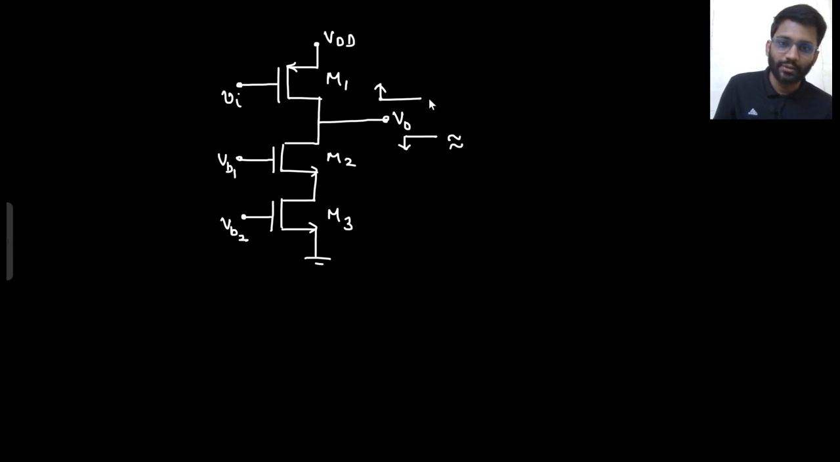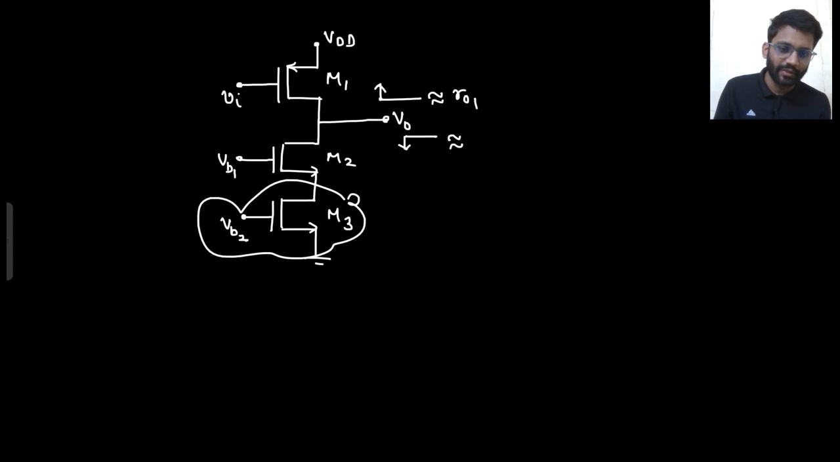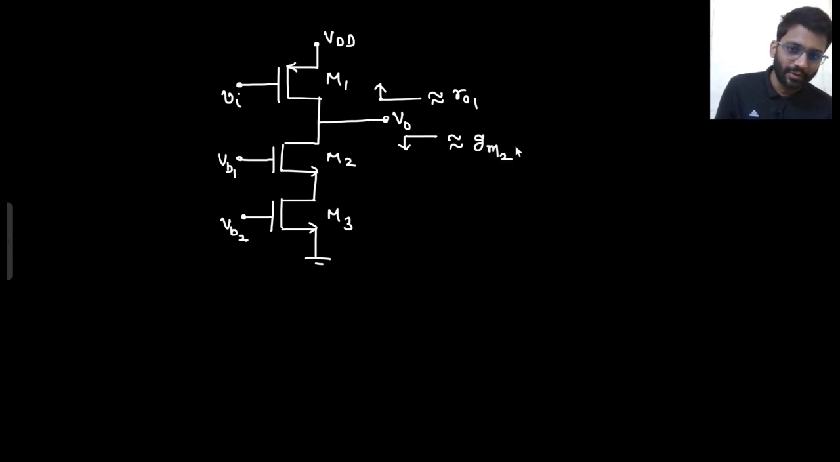So what is the impedance you see from here? That is R01. What is the impedance you see from here? This MOS will be replaced with R03, because this VB2 is gone. So R03 will be replaced, and this VB1 will be shorted. So the impedance would be GM2 R02 R03. Right?